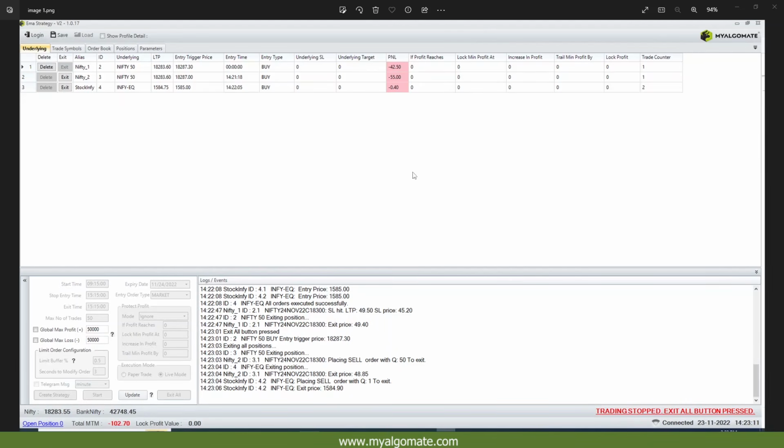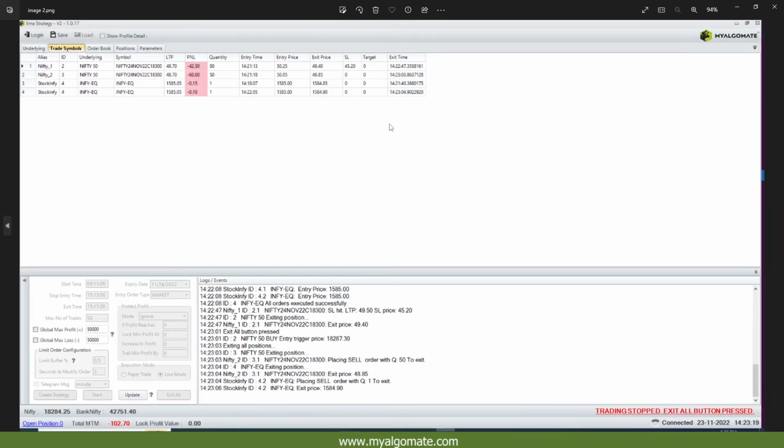In the second tab, which is trade symbol, whatever trades are taken from the start will show over here. If you see in ID2, there was one trade taken. In ID3, one trade is taken, and in ID4 there are two trades taken in Infosys. It will show you the P&L, quantity, entry time, entry price, exit price, stop loss and target, and exit time, like this.